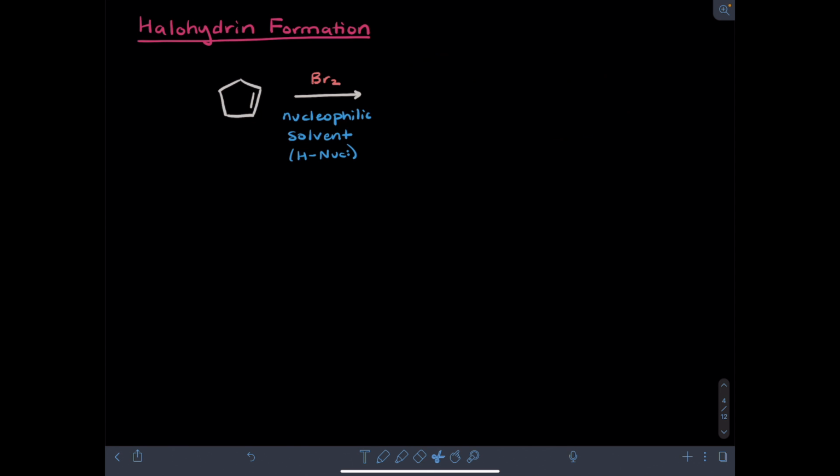A variation on the halogenation reaction is known as halohydrin formation. This is treating an alkene with a halogen, either chlorine or bromine, but instead of doing this in a non-nucleophilic solvent like before, now you're imagining performing this reaction in a nucleophilic solvent. Instead of adding two halogens to the molecule, you'll add one halogen and a nucleophile, the solvent, to the other position, after it's lost a hydrogen.